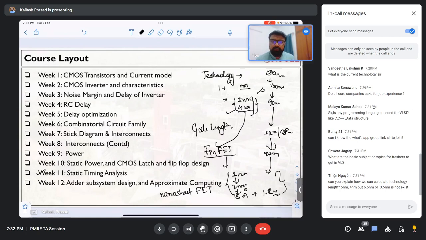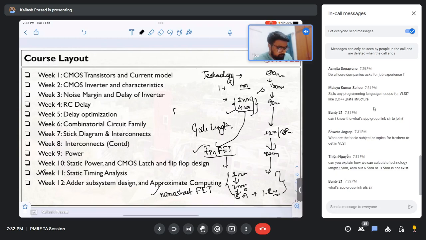So these are the different architectures of different types of field effect transistors which are available. In this particular course, we will be discussing only the planar FETs. But you should understand that if you understand the underlying physics of the planar FET, you will be able to easily understand the underlying physics of FinFET and nanosheet FET.